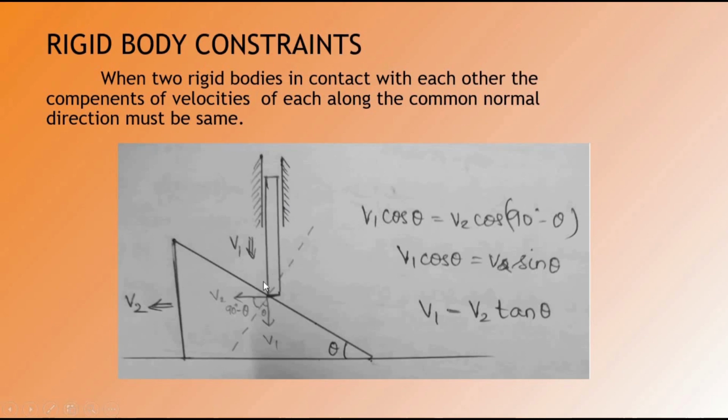So if a rod is falling onto a wedge with a V1 velocity and the wedge moves away from it with V2 velocity, then V1 cos theta, where theta is the angle of the wedge, should be equal to V2 cos of 90 minus theta, which is V2 sin theta. Now we get V1 is equal to V2 tan theta.